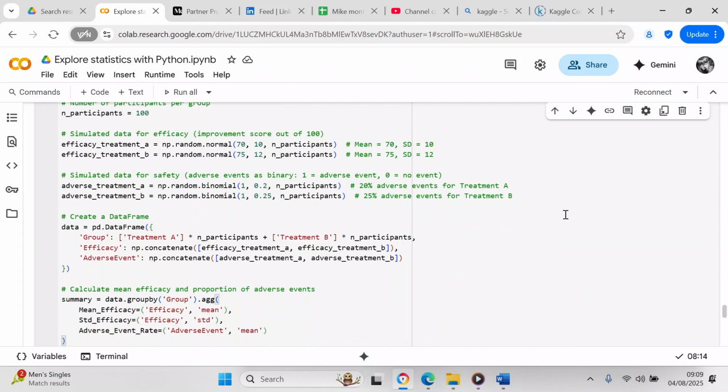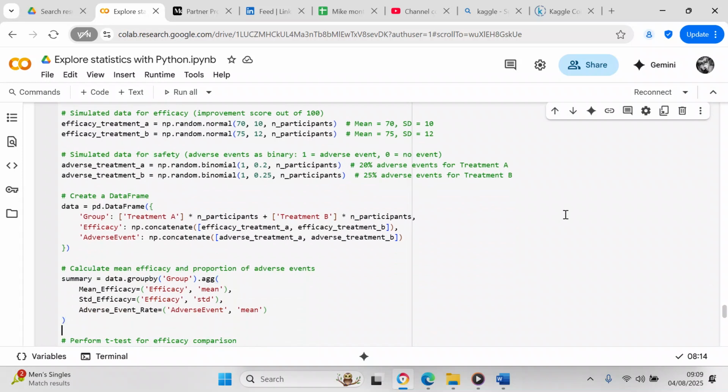Now we're going to calculate the mean efficacy and proportion of adverse events. Summary equals data.groupby('group').agg, that means aggregate. mean_efficacy equals ('efficacy', 'mean'). std_efficacy equals ('efficacy', 'std'). adverse_event_rate equals ('adverse_event', 'mean').